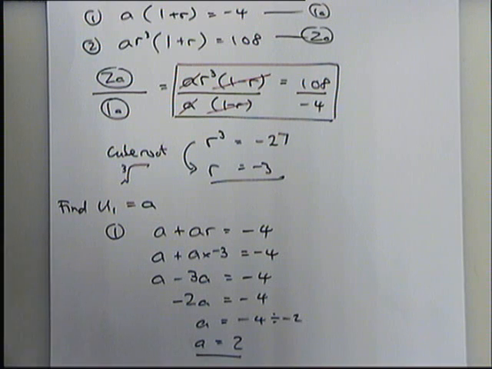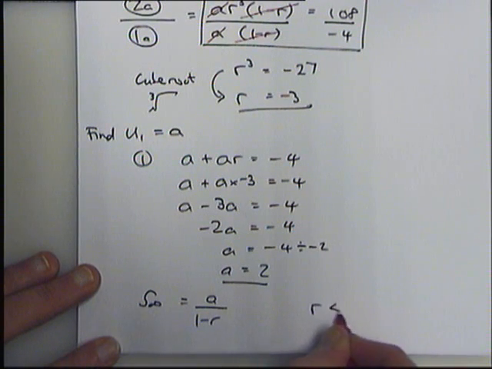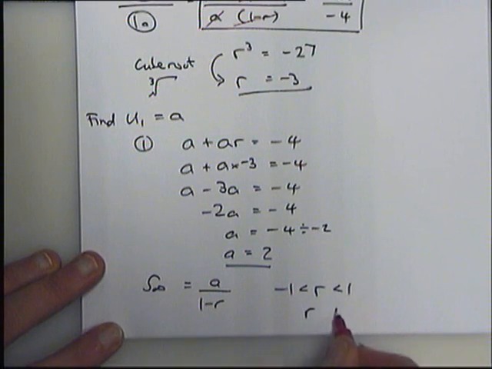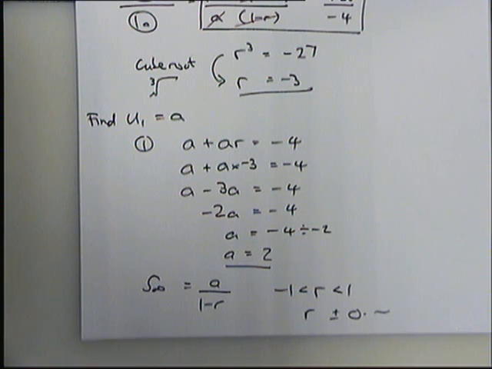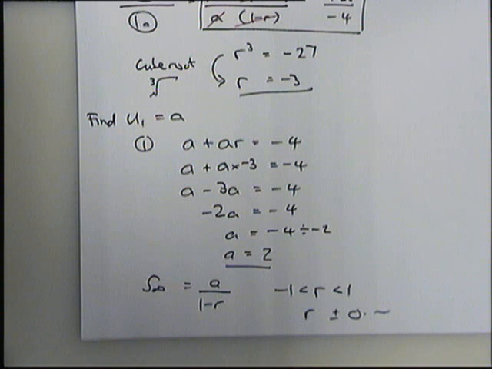And the last part of the question was, why is there no sum to infinity? If you look back to a previous video in this series, you could only sum to infinity using the formula a over 1 minus r if r was between 1 and -1. In other words, if r was plus or minus 0 point something. And that's why there's no sum to infinity here. You can only sum to infinity if r is between -1 and 1. And our r was -3, which is outside of that range. That's why there's no sum to infinity for this question.